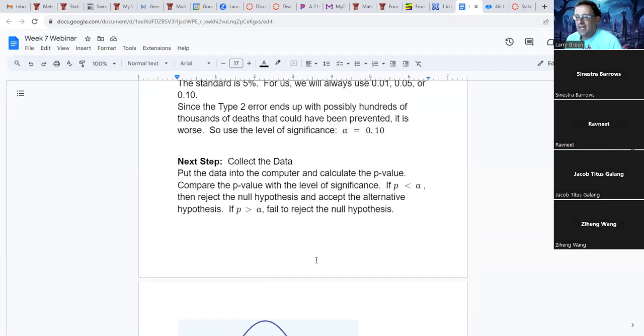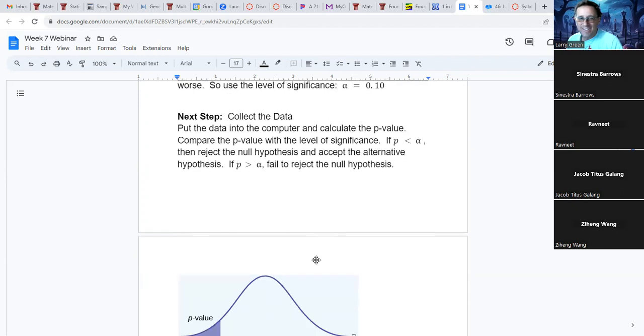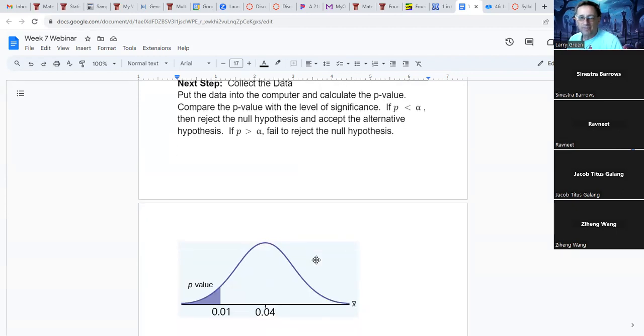And you're not going to say I was wrong. It's a weird thing in statistics. You never admit you're wrong. You only say, I don't have enough evidence to say I'm right. It's a weird thing, but that's how it works. So let me show you a picture.